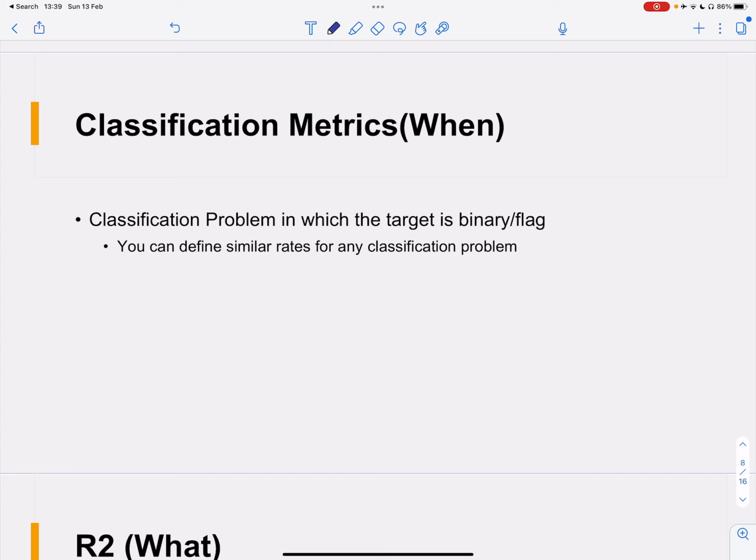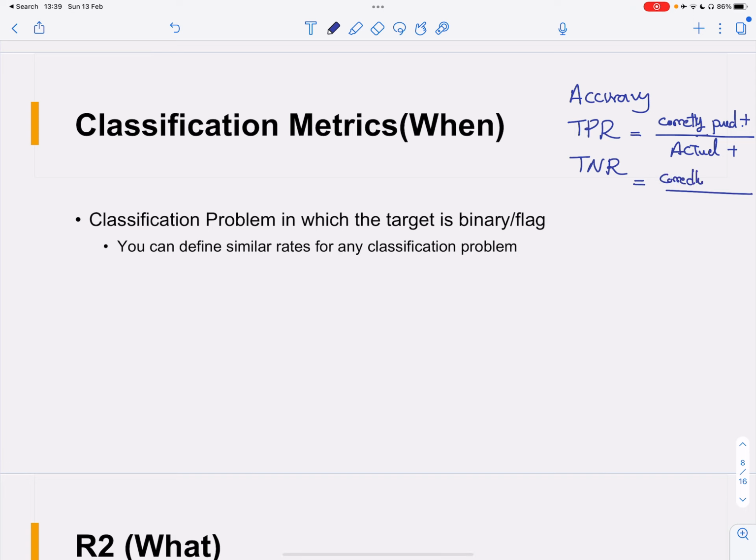Okay, so classification metrics. We learned about accuracy. We learned about true positive rate. We learned about true negative rate. True positive rate was the number of correctly predicted as positive over all actual positive. True negative rate, correctly predicted as negative over all actual negatives, and when to use which of them.